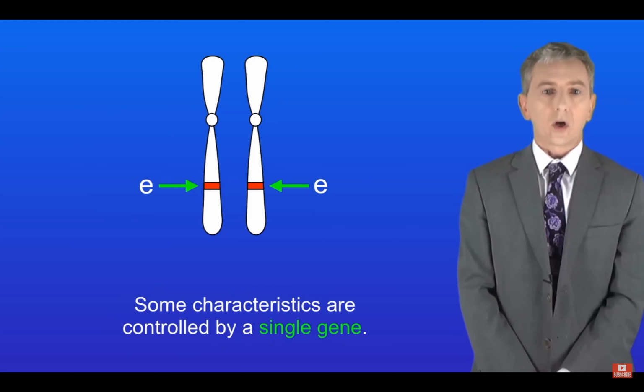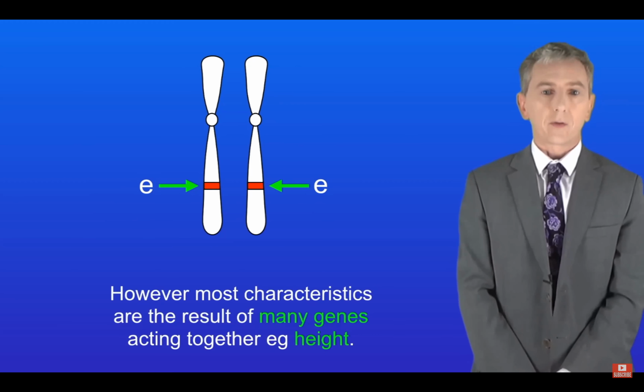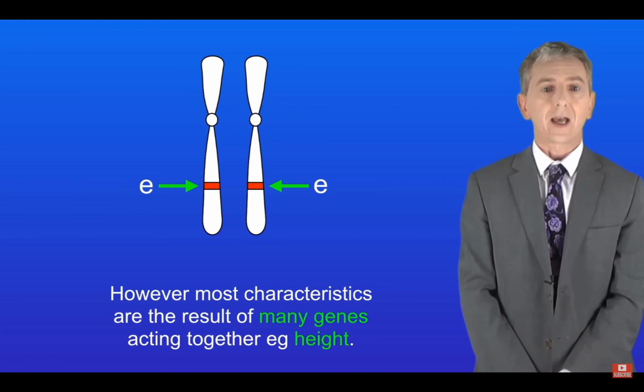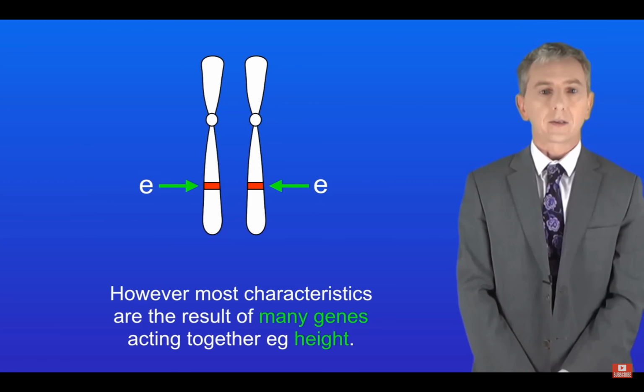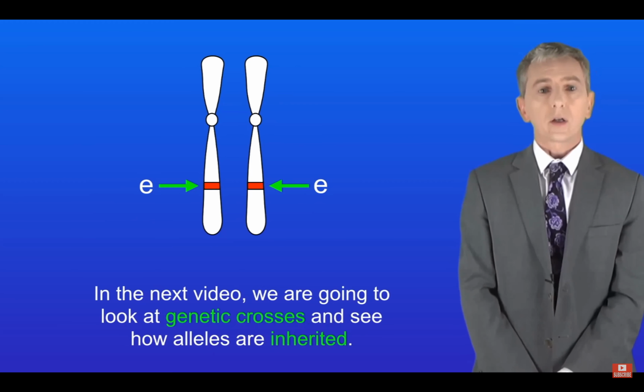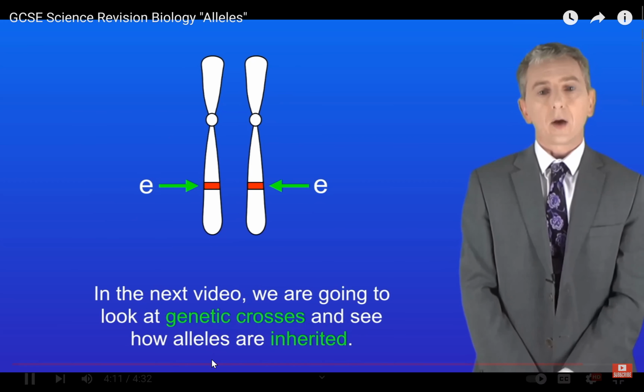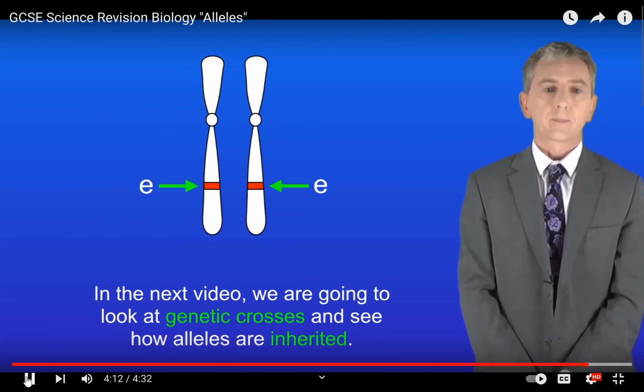Now, as we said at the start, some characteristics are controlled by a single gene. However, most characteristics are the result of many genes acting together, for example, height. In the next video, we're going to look at genetic crosses and see how alleles are inherited.